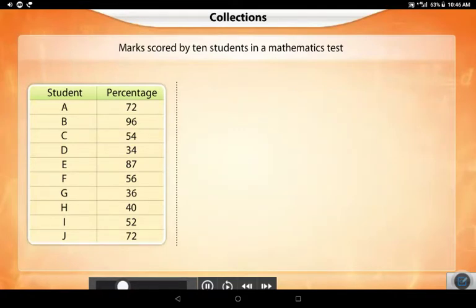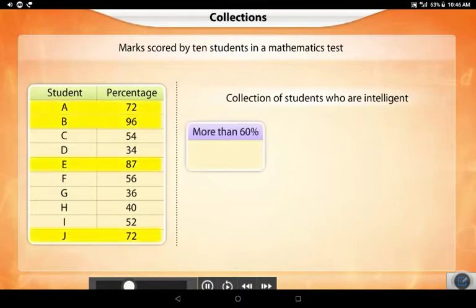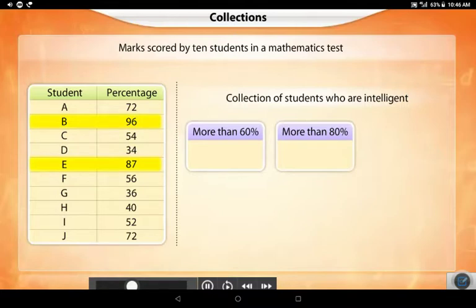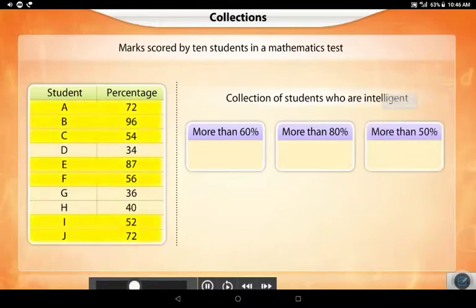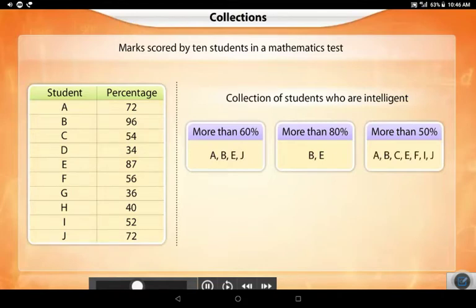From the given data, let us see if we can identify the collection of students who are intelligent. In this case, some of us may say that the collection should include all students who have secured more than 60% in the test. Some others may consider only students securing more than 80% as intelligent. Some may consider any student scoring more than 50% as intelligent. This way, different people may come up with different collections.